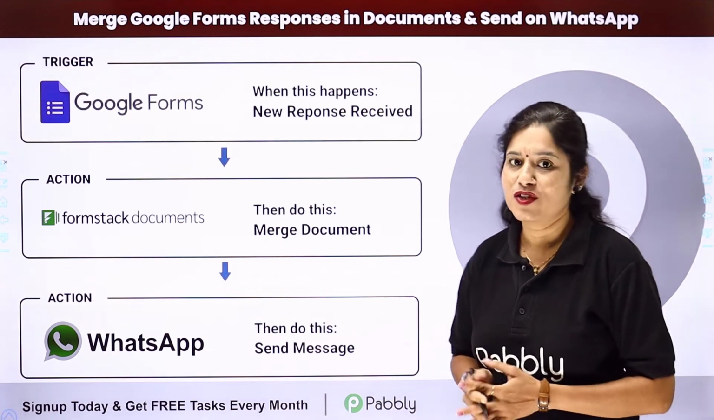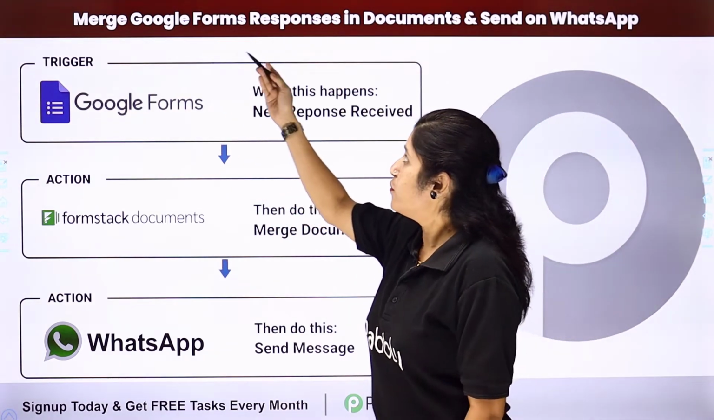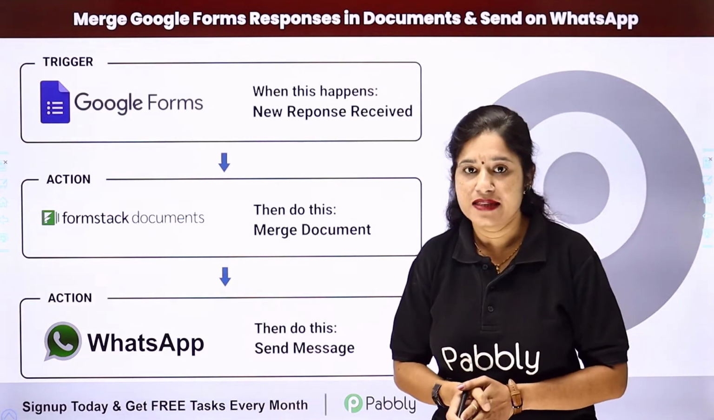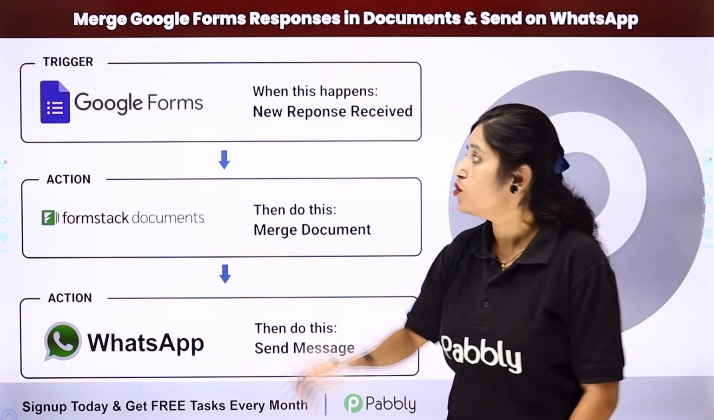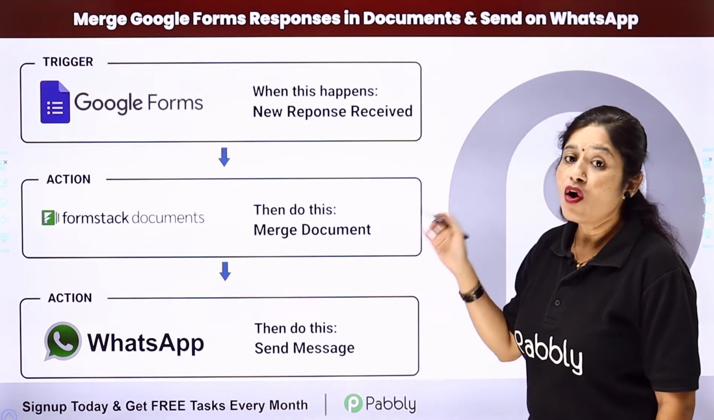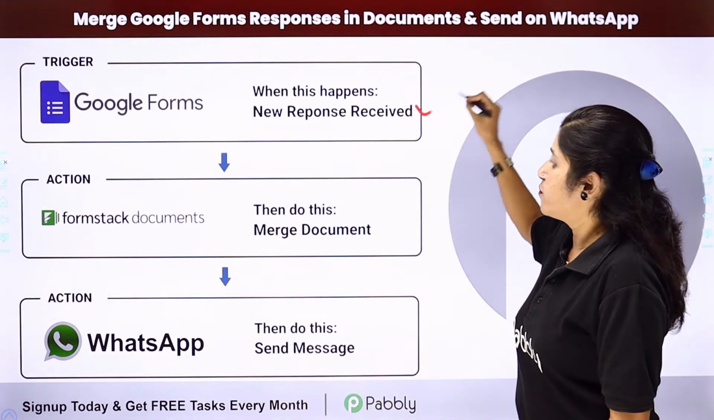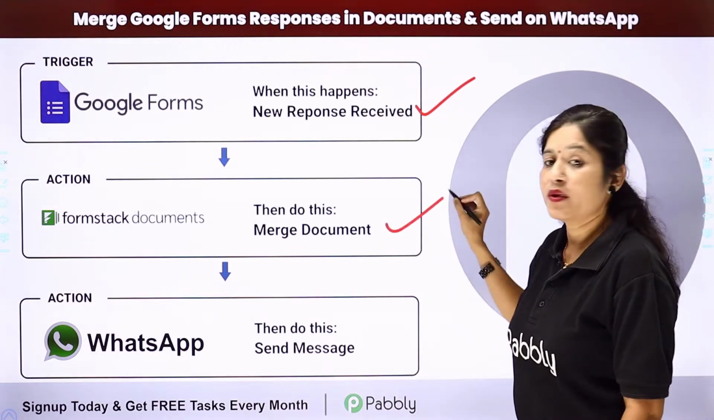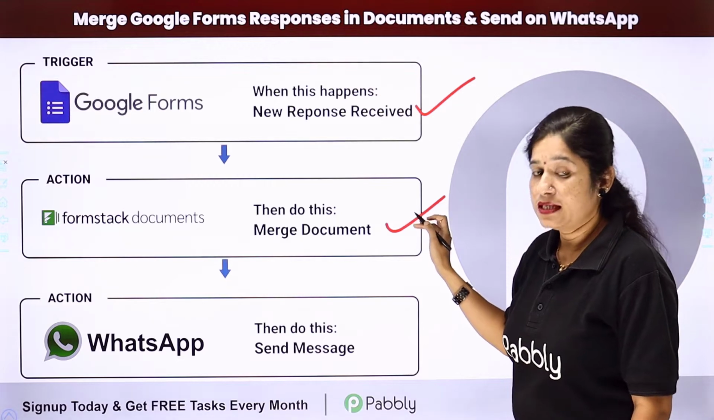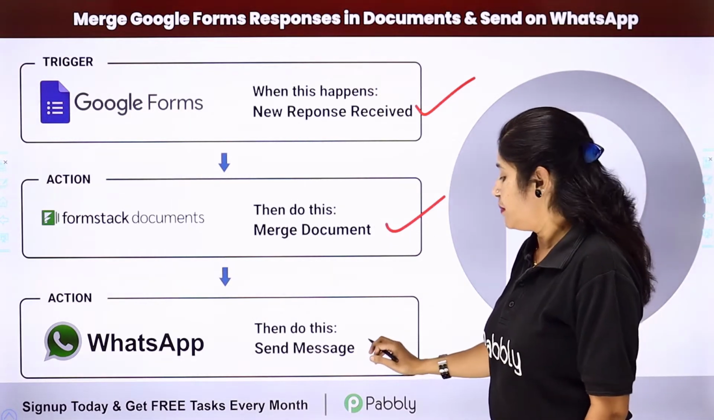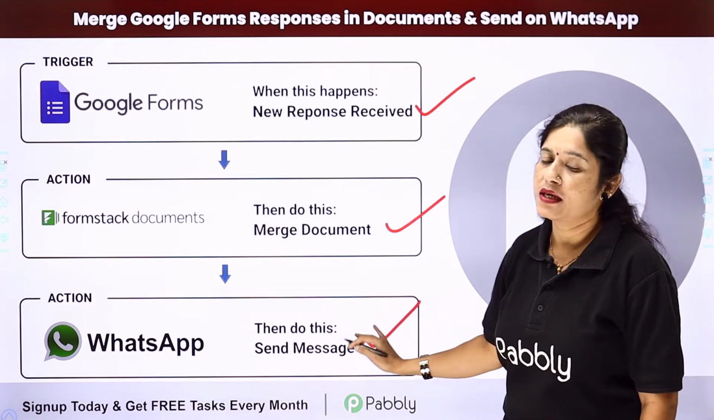In this video, we are going to learn how you can merge Google Forms responses in documents and send on WhatsApp. So let's take an example that you have created a form using your Google Forms account. Now you want that whenever the form is filled, automatically using the details of the form submission, a document should get generated into your Forms Tag Documents account using a template, and then the same document should be shared on WhatsApp along with a message to the person who has submitted the form.